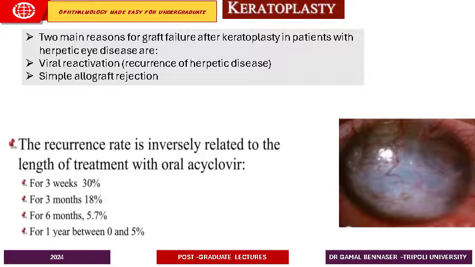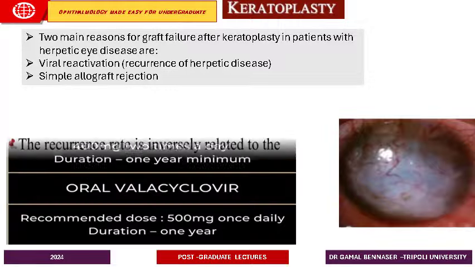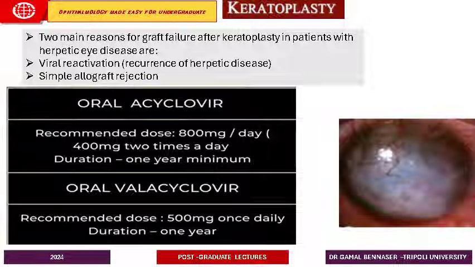However, some people advocate lifelong use of acyclovir because the latency of the virus is lifelong. So some people advocate lifelong use of oral acyclovir, provided the kidneys of the patient are competent. The common drug used for prophylaxis is oral acyclovir. There are 2 dosing options: either 800 milligram single dose daily or 400 milligram twice a day, for at least 1 year. Or the use of oral valacyclovir, which has better bioavailability as compared to oral acyclovir, and the dose is 500 milligram once daily. And as I said, the minimum duration is 1 year.